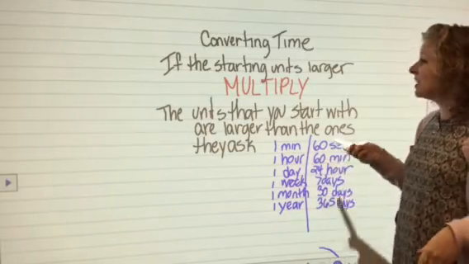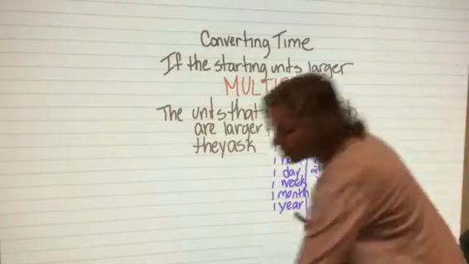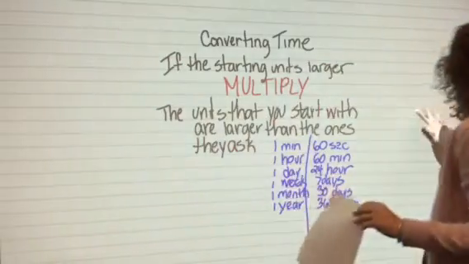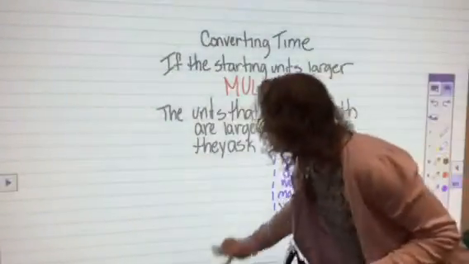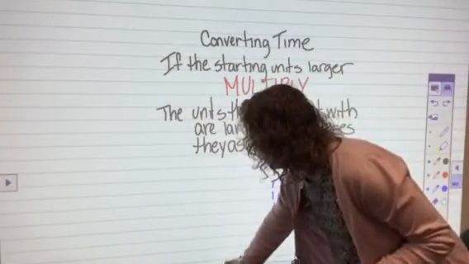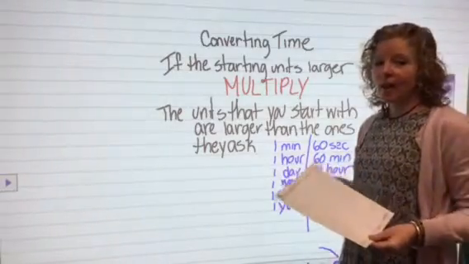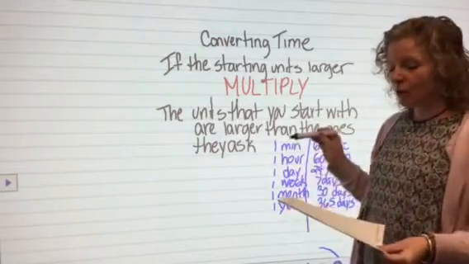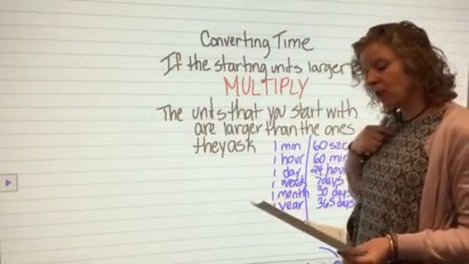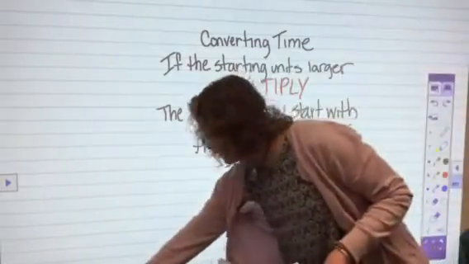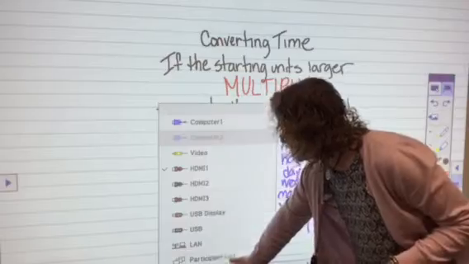What I'm going to have you do in today's rotation is I'm going to be giving you a paper where you're going to have the units. You're going to put your name in the upper right hand corner. Sometimes they start with the larger and sometimes they start with the smaller. You're going to have to pay attention to that.